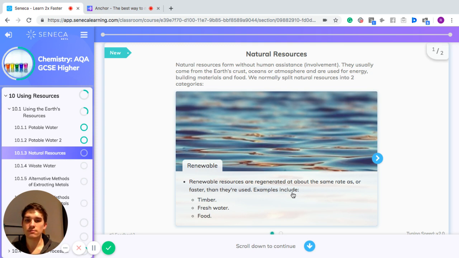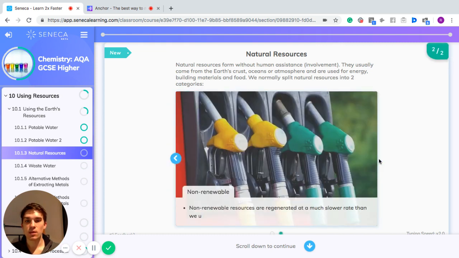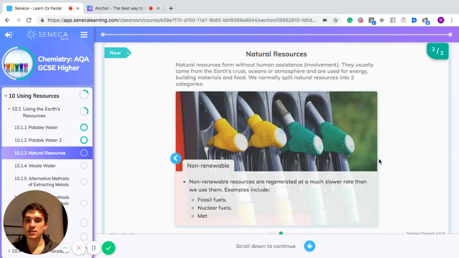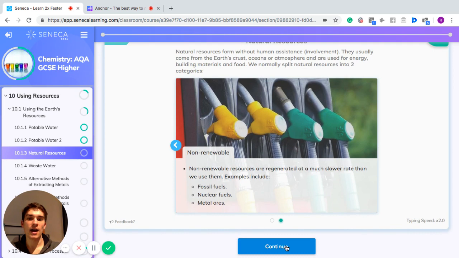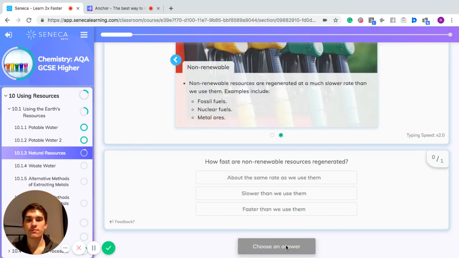Firstly, renewable. Renewable resources are regenerated at about the same rate or faster as they are used. For example, timber is a renewable resource, fresh water, and food. They're all renewable resources. So there are some non-renewable resources, which are resources that are regenerated at a much slower rate than we use them. For example, fossil fuels, nuclear fuels, and metal ores. And the speed of non-renewable resources is generated slower than we use them.